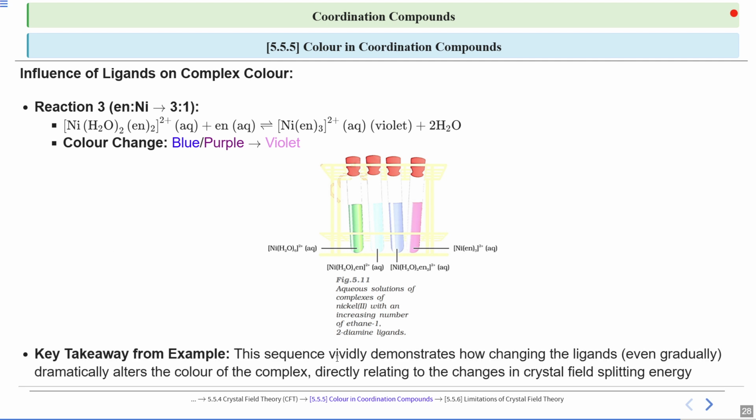Key takeaway from the example. So this sequence vividly demonstrates how changing the ligands, even gradually, even one by one, dramatically alters the color of the complex, directly relating to the changes in the crystal field splitting energy, right? So as you are changing the ligands, this is going to affect the color of the complex because it is related to the change in the crystal field splitting energy for a central metal ion present in a complex.